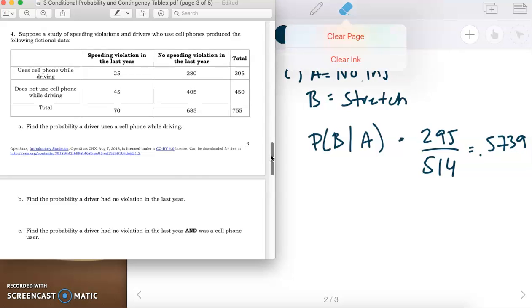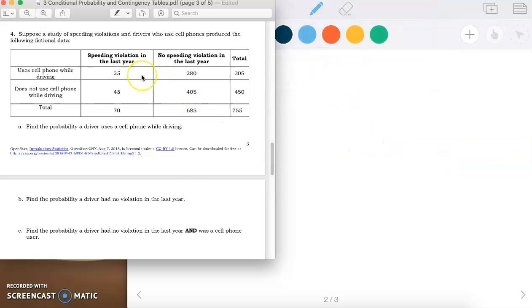Number 4, we have, suppose a study of speeding violations and drivers who use cell phones produce the following fictional data. So here we have uses cell phone and does not use cell phone. Here on this column is those that got a speeding violation, those are the ones that actually got caught, speeding violation in the last year. And then no speeding violation in the last year. Wow, that's actually a pretty low percentage. I wonder where this fictional data came from.